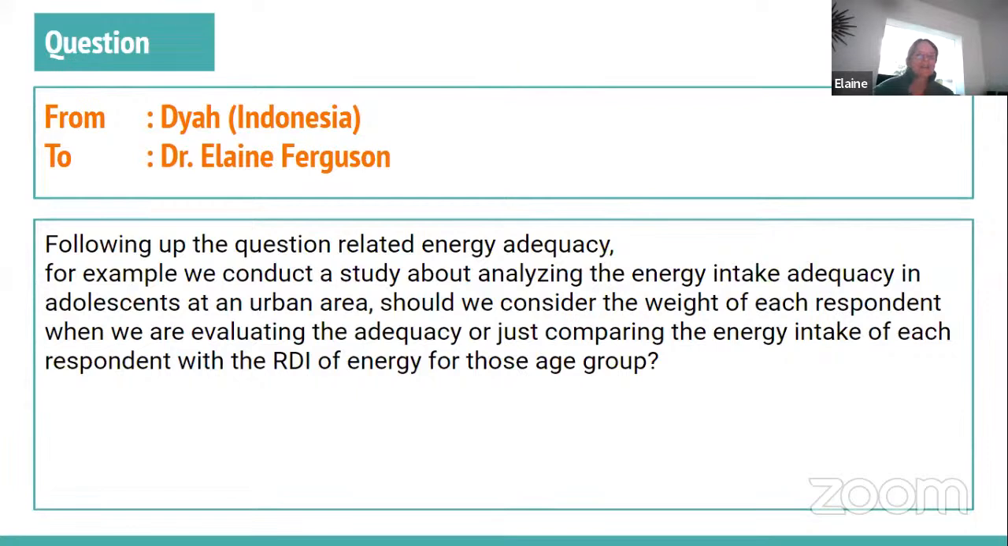Okay, related to energy adequacy. For example, we conducted a study analyzing the energy intake adequacy. Should we consider the weight of? Yes, if you're trying to determine if you've got underestimation, you'd be looking at weight, and depending on the age, there might even be a physical activity level. Definitely there is in adults, and I think for older adolescents, you take into account physical activity levels, whether or not you've got underestimation. Sorry, I just had a message that my internet was unstable, so I'm hoping you can hear me okay.